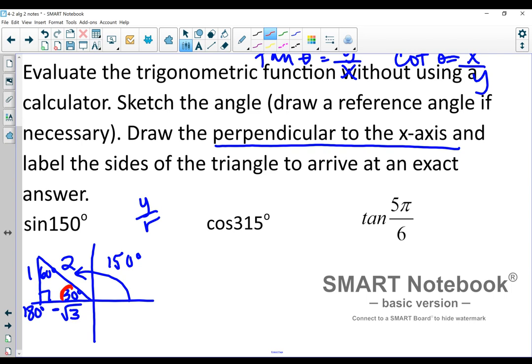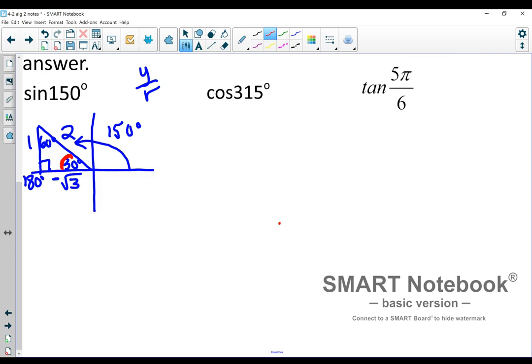So remember, when we look at a coordinate plane, y is going to be up and down. So y is going to be your vertical side. X is going to be your x-axis, your horizontal side. So we'll have our x side, our y side, and our r is always going to be like the hypotenuse on there. So when I find my sine here, my sine of 150 degrees is going to be my y over r, which is going to be 1/2.